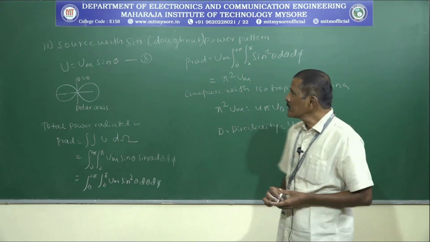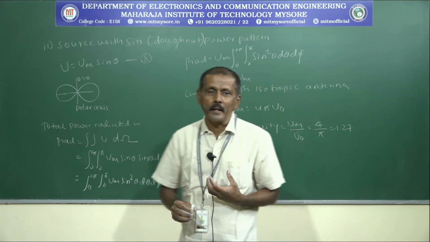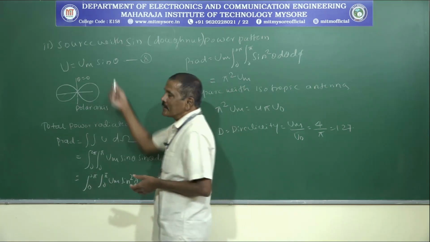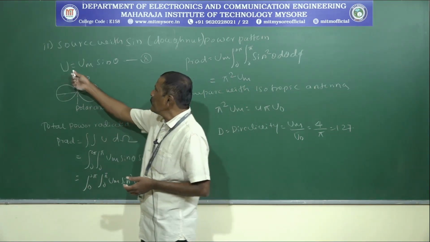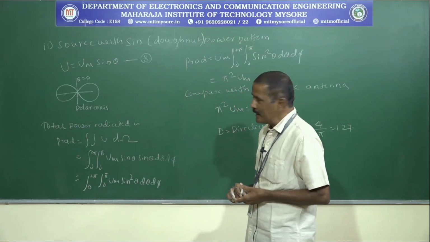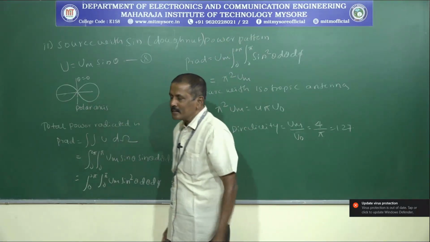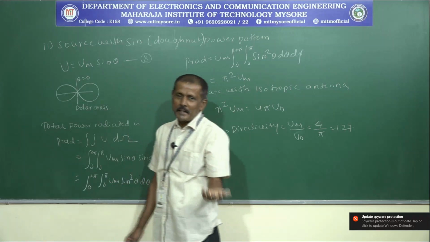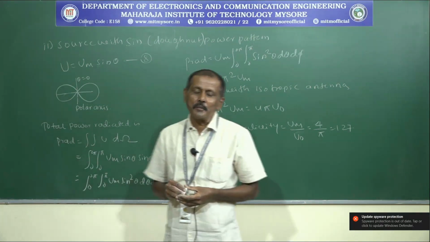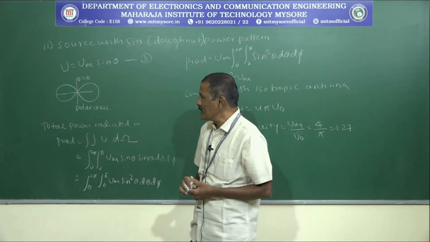Now, consider the second case, a source with a sine power pattern. That is, we have one particular antenna whose power pattern goes as sine theta. That is, U is equal to UM sine theta. Call it equation number 8. A source with a sine or doughnut power pattern is shown in these figures, where you have the radiation pattern on the left side and on the right side, and the shape looks like a doughnut. Therefore, it is called a doughnut power pattern or sine power pattern.